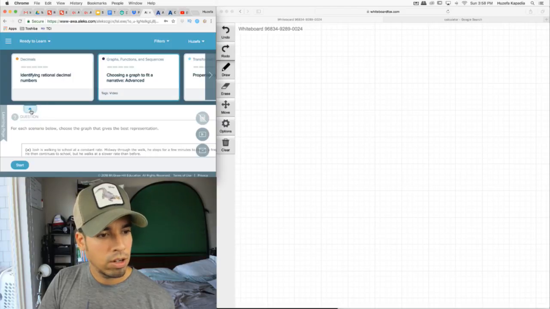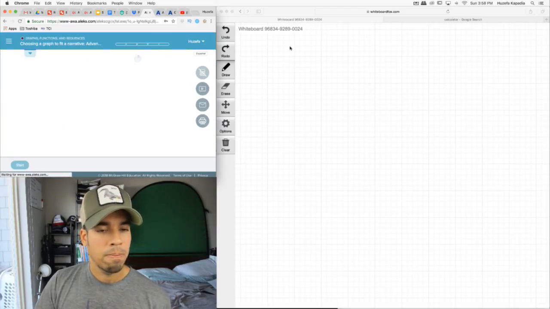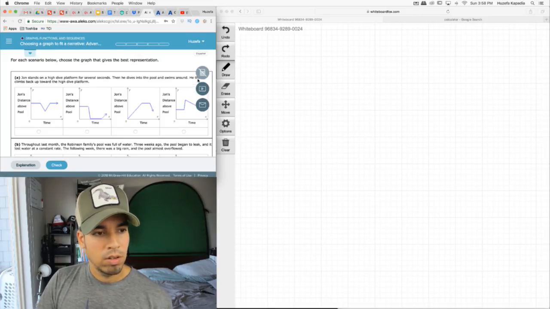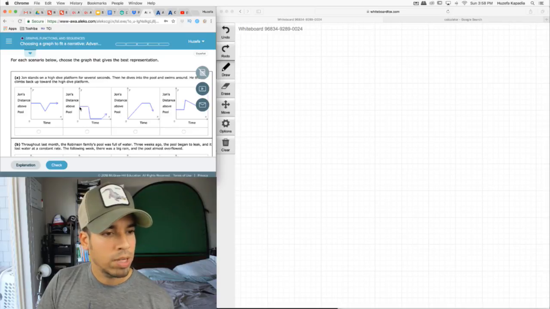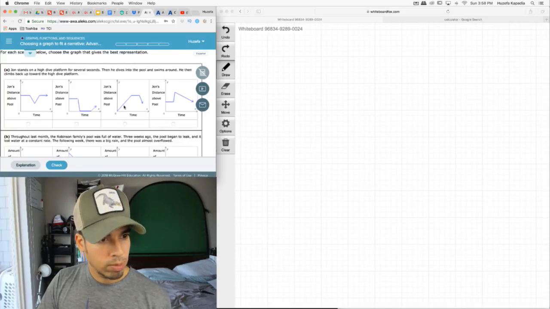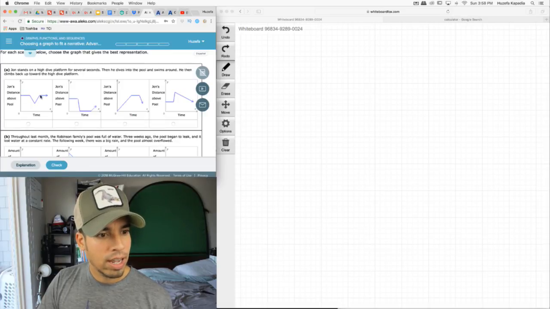Choosing a graph to fit a narrative, advanced. For each scenario, choose a graph that gives the best representation. John stands on a high dive platform for several seconds. We're talking about distance above the pool, and then diving in the pool, swimming around, then climbing back up toward the high dive platform. So he should start up high on the platform and end here.